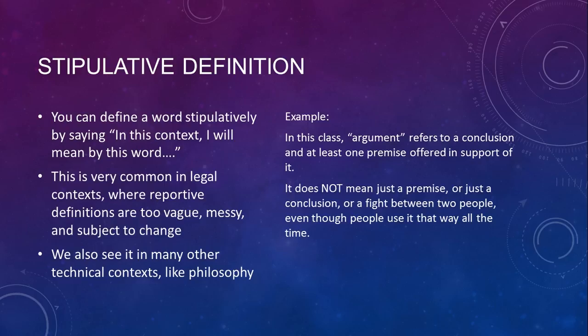So, for example, in this class, argument refers to a conclusion and at least one premise offered in support of it. It does not mean just a premise or a conclusion or a fight between two people, even though if you ask the average person what an argument is, they would probably tell you something like that. So I stipulated for the purposes of this class what argument would mean. That was me giving you a stipulative definition.